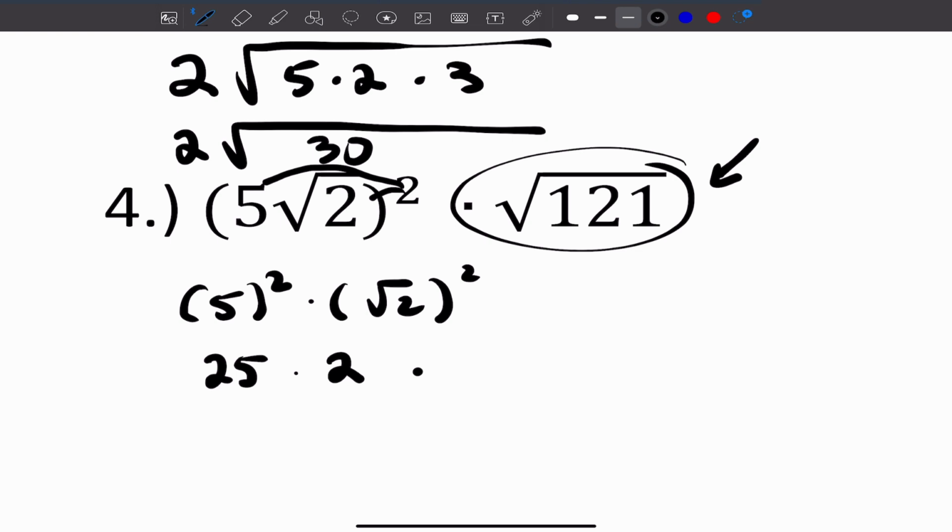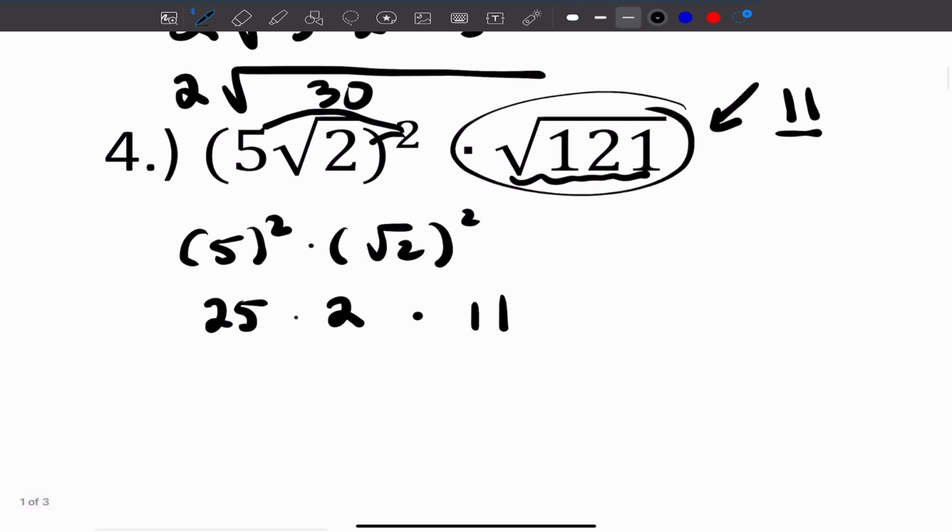So 121 is a perfect square. If I were to take the square root of 121, that's just 11. So you're basically replacing the square root of 121 by this number. So 25 times 2 times 11 is 550.